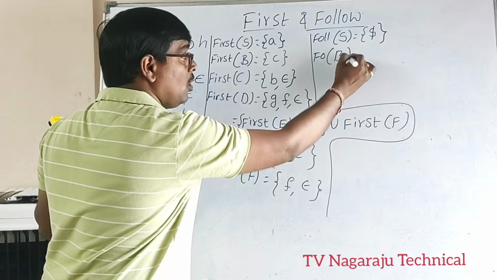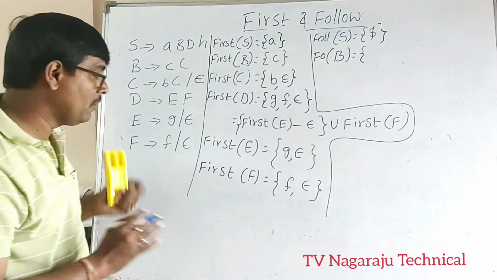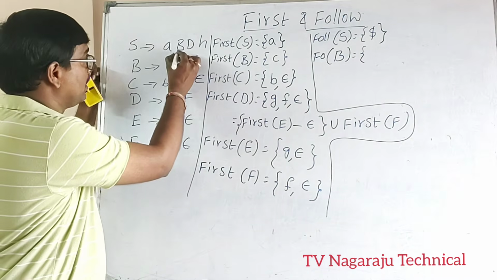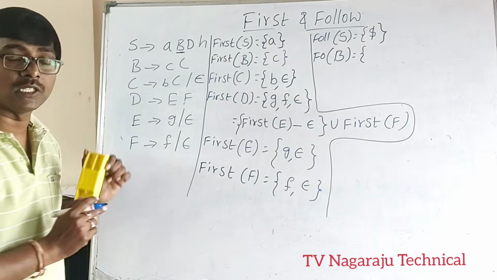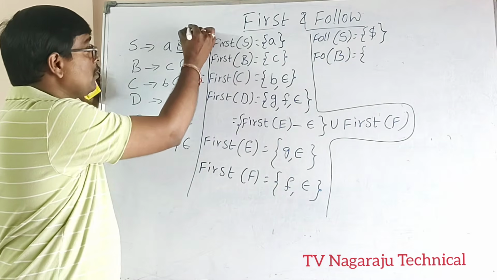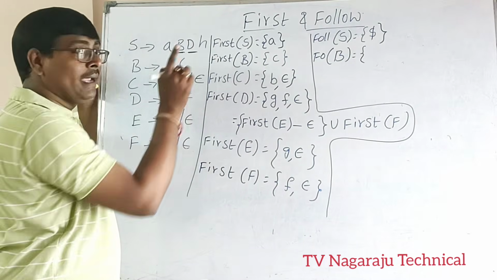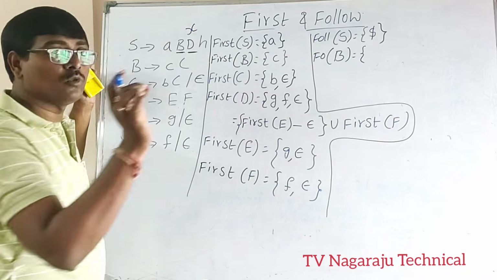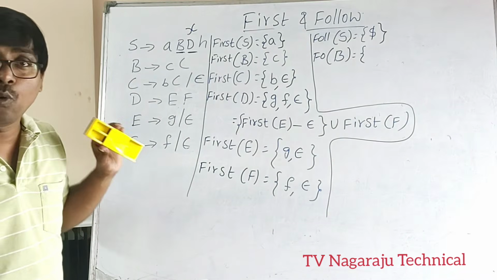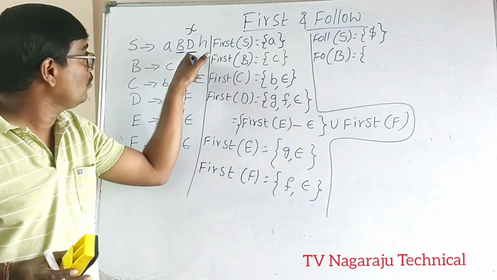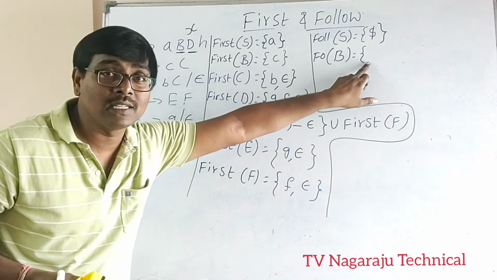Now follow of B. Check where B is available. B is available at this position. Suppose after B we have a terminal X, just for assumption. Then directly the answer is X only.